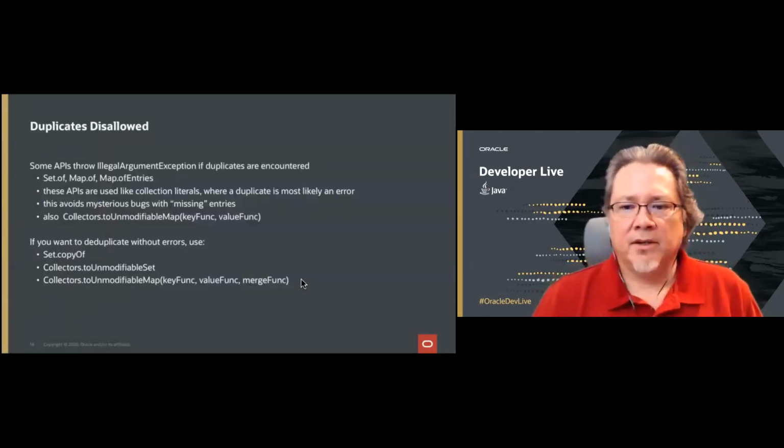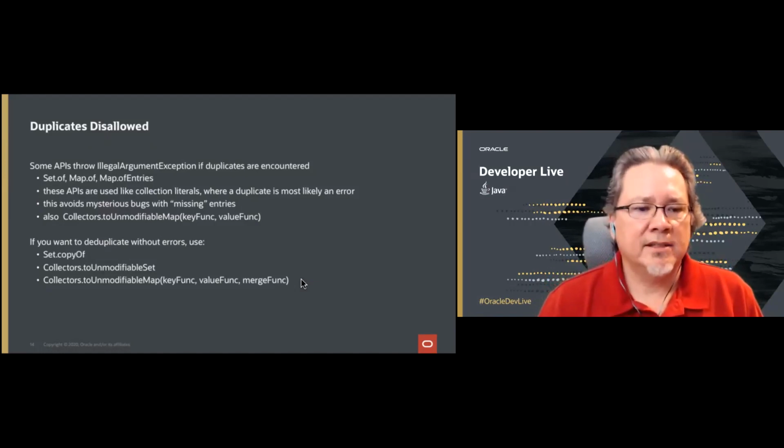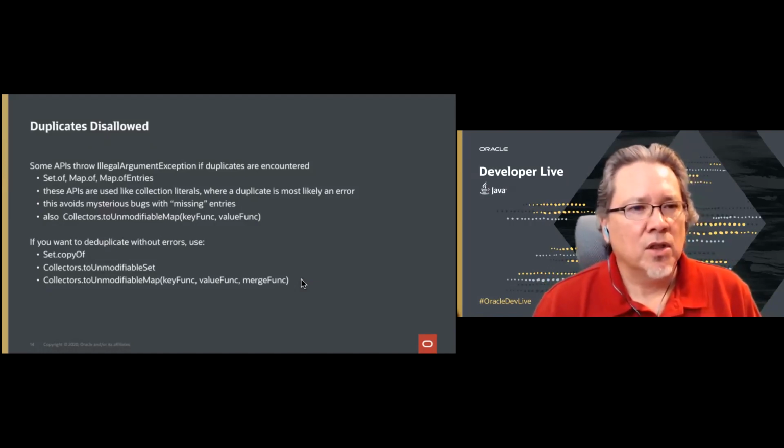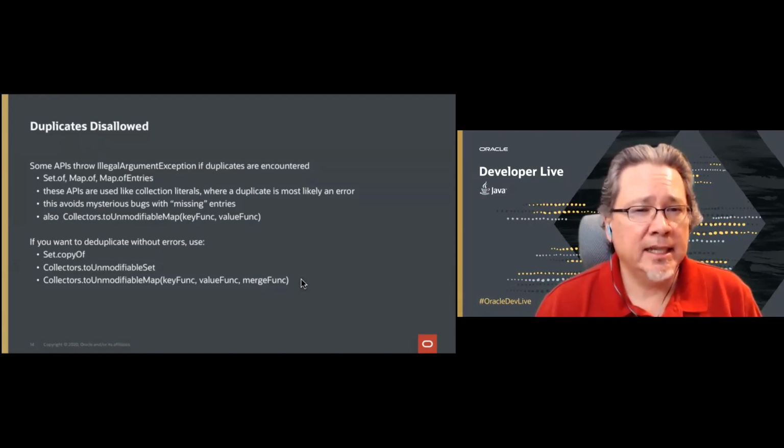Okay, so there's another interesting characteristic here, which is that sets and maps, if you are explicitly listing the elements or mappings, disallow duplicates. The idea is that these APIs are kind of like collection literals, where if you're writing out a collection literal and you want to add duplicate things to a set, that's probably an error, and maybe you meant to do something different. Sometimes people say, well, you should just deduplicate those. You should just omit the duplicate entries. The problem is you might end up with a missing entry, and it's not obvious why.